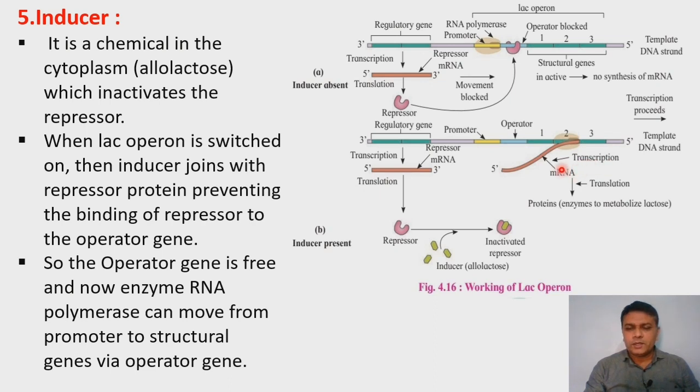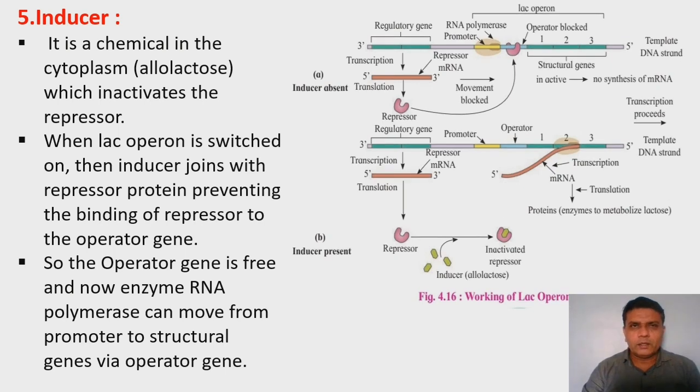And after transcription, with the help of the newly produced messenger RNA, ribosomal RNA and transfer RNA, it will produce proteins, and these are the enzymes to metabolize lactose. Now three types of enzymes are produced. I have already told you, that is beta galactosidase, then permease and transacetylase. And with the help of these enzymes, the metabolism of lactose is carried out inside the Escherichia coli cell.